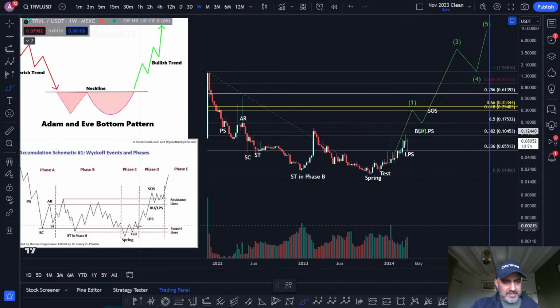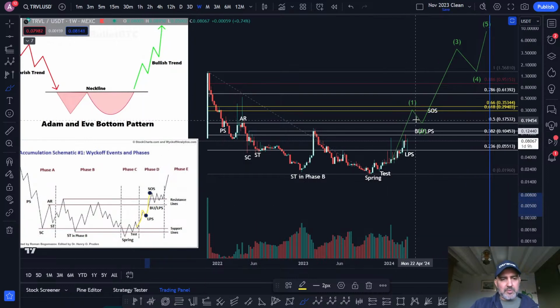So effectively we've done this. We've gone up from our spring, our test, and now we've gone up like this, and we've come back into the LPS and we've back tested it, and we're on our way. And this is the sign of strength. This wave now that we're experiencing is the sign of strength wave on this Wyckoff schematic. And really, for a sign of strength, we need to get back above the AR.